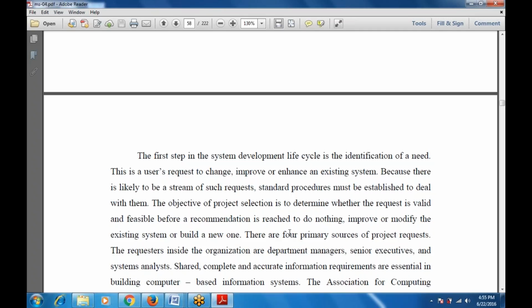And there are four primary sources of project requests. There are multiple persons or requesters inside the organization or outside the organization. And a few examples from inside the organization are the department managers and senior executives.